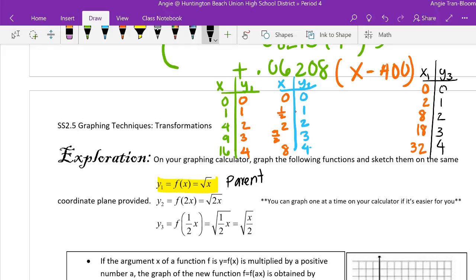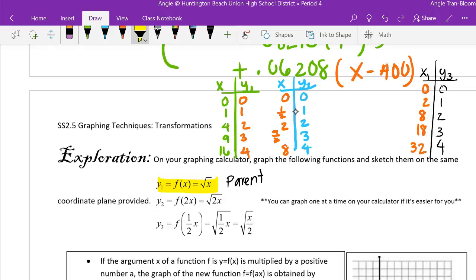How do we know it's a parent function? No transformation. Nothing is with it, okay? Parents are pretty boring. They're pretty plain, think of it that way, okay? So if you see a boring function with no transformation, that's a parent. Okay. Now, how is that different from y2? How is y2 different from the parent? What's in y2, Thomas? Horizontal compression 2.